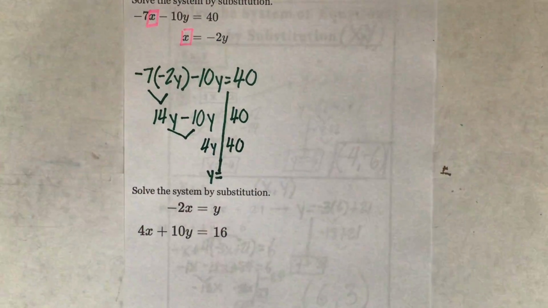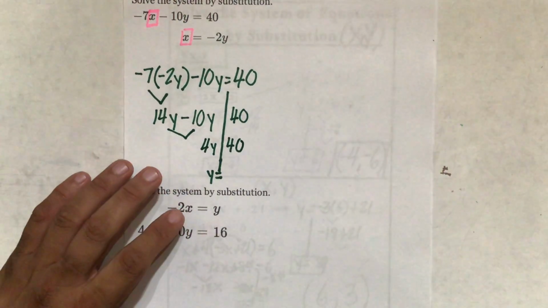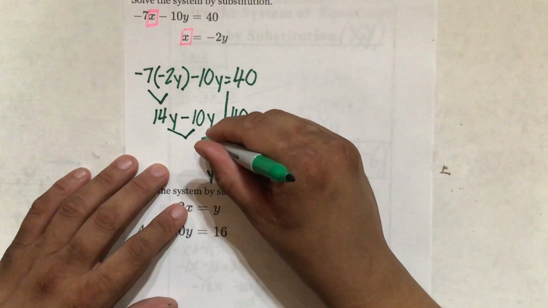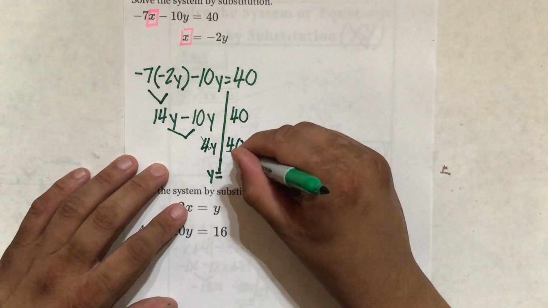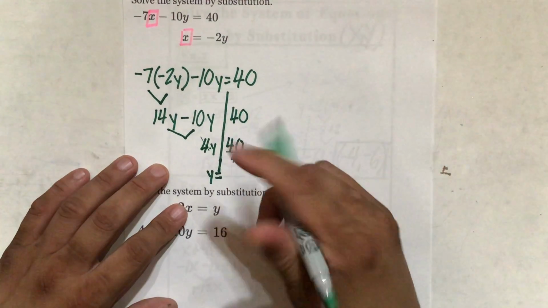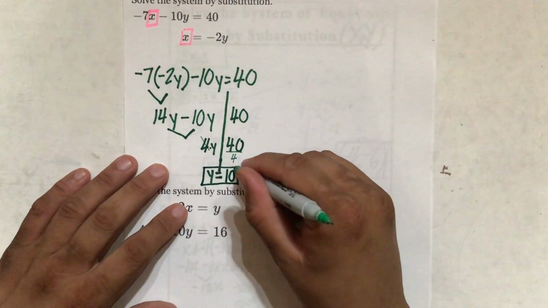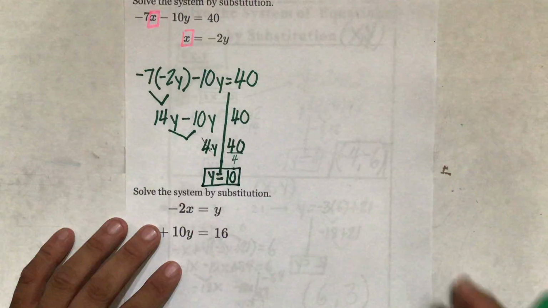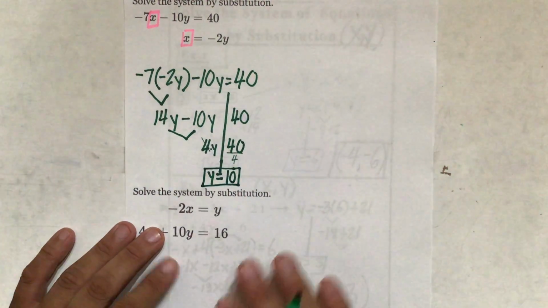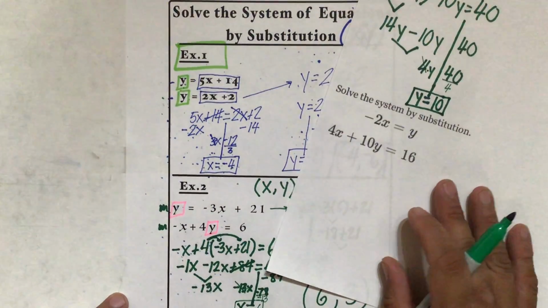Now, I remember that my 4y means 4 times y. So the opposite of multiplying, I cross out 4, is dividing by 4. So 40 divided by 4 is 10. So my y is equal to 10. See? So the first one gives me the first equation, just like this one here.